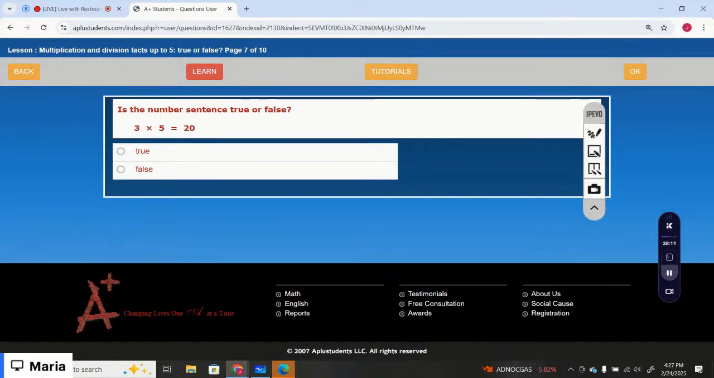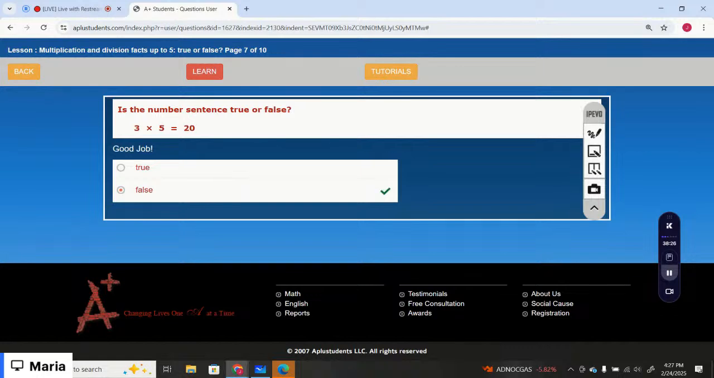3 times 5 equals 20. False it is. 3 times 5 is 15.